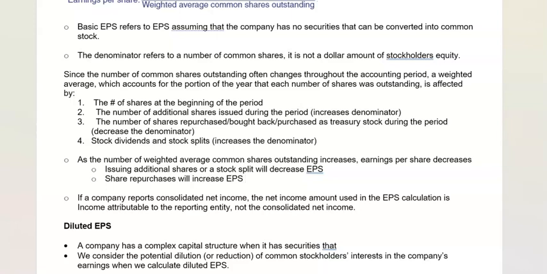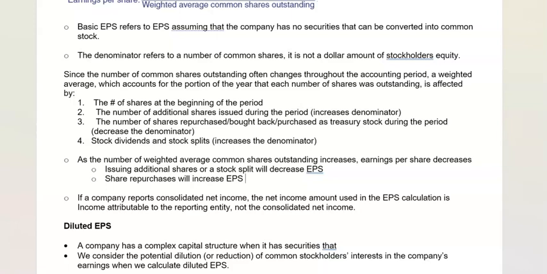So investors need to keep this in mind when they're looking at the income statement. This is kind of a simple way to manipulate the earnings per share number. If a company reports consolidated net income, the net income amount used in the earnings per share calculation is income attributable to the reported entity, not the consolidated net income.